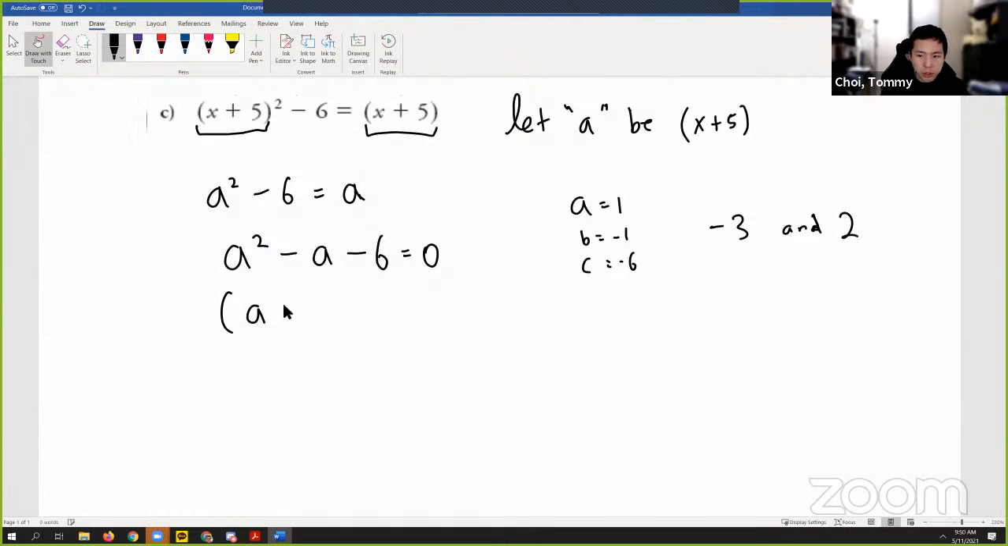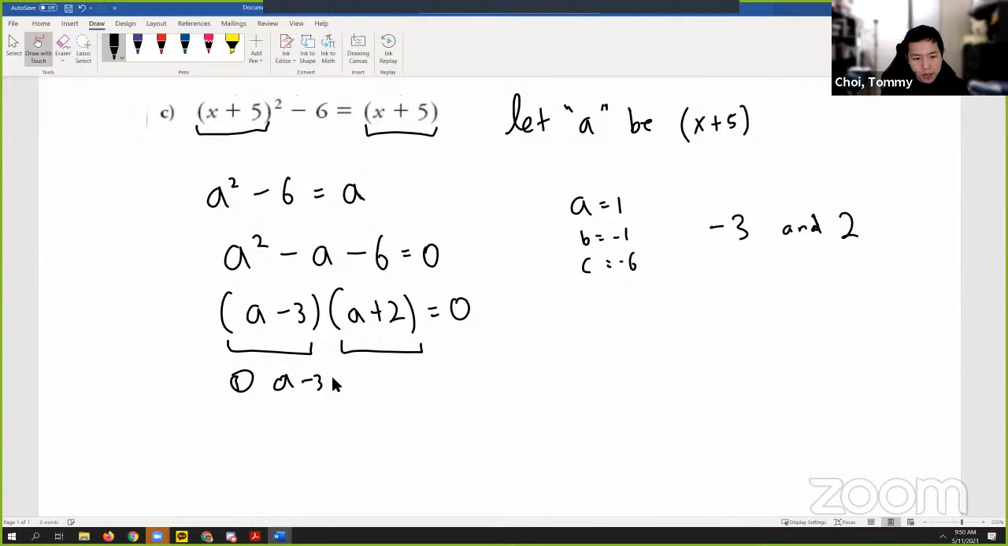So my two brackets would be a minus 3 and a plus 2. Notice how the first step is the weird one where we kind of change x plus 5 into a, but it follows the factoring method here. Now this is where people are going to have questions and they're like, Mr. Choi, a is not x. We're supposed to solve for x. You can't tell us to solve for x and then use a. That doesn't make sense. So we're finishing off here, and I'll show you why it does make sense.